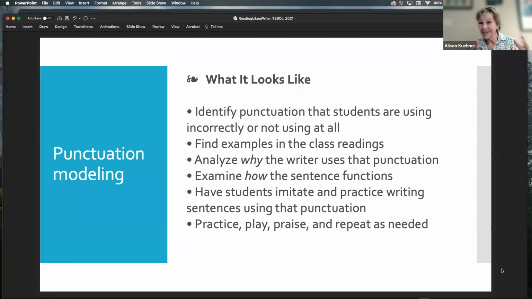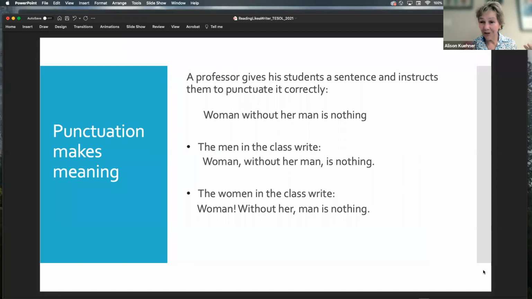How does a sentence incorporate a certain kind of punctuation? You pay attention to that, and then you can emulate that in the writing. So again, the emphasis isn't on correctness, it's on meaning. And so here's a little kind of activity I give to my students.